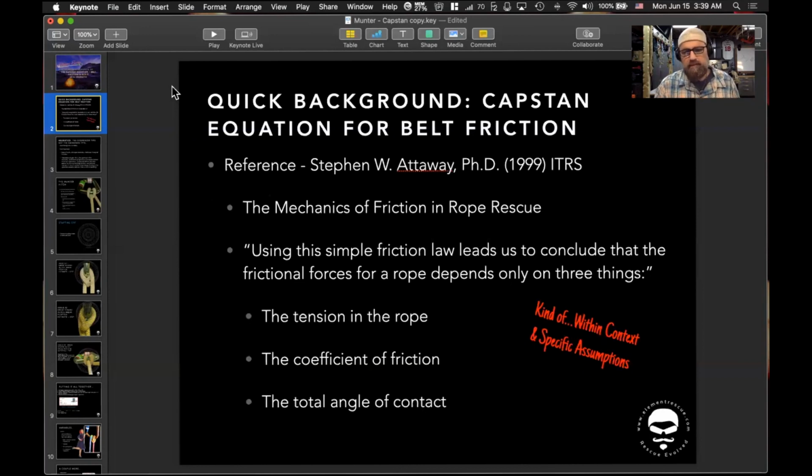And that's how we use the Capstan equation in an understanding. A quote out of one of Attaway's is, "Using this simple friction law leads us to conclude that frictional forces for rope depend only on three things: the tension in the rope, the coefficient of friction, and the total angle of contact," which is kind of true within the context and specific assumptions. We're going to talk about those towards the end. This is not one of those things where you plug it in and it's guaranteed to be exactly what you need. It does give you a really good rule of thumb.